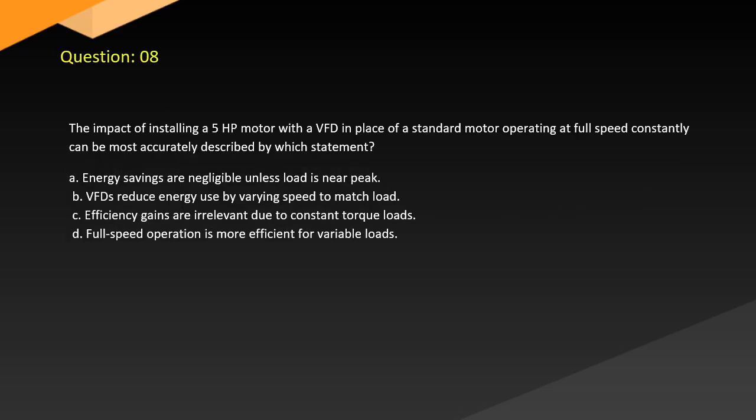Question 8. The impact of installing a 5 HP motor with a VFD in place of a standard motor operating at full speed constantly can be most accurately described by which statement? A. Energy savings are negligible unless load is near peak. B. VFDs reduce energy use by varying speed to match load. C. Efficiency gains are irrelevant due to constant torque loads. D. Full speed operation is more efficient for variable loads.